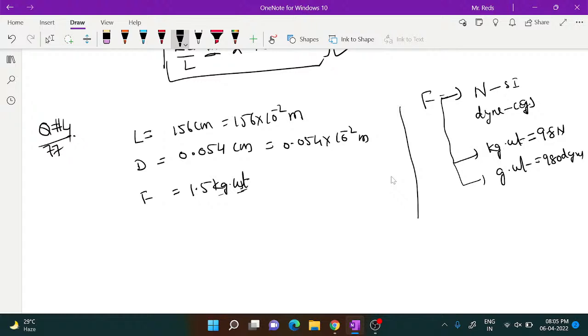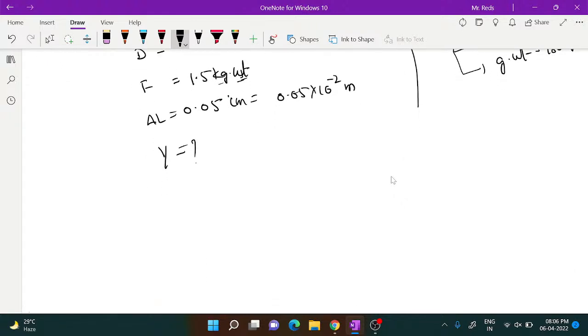Now if you come back to this question, the average increase in length for 1.5 kg weight is found to be 0.05 centimeters, that is 0.05 into 10 to the power minus 2 meters. Then what is the Young's modulus of the wire? It is direct substitution only. We know Young's modulus is F L by A into delta L.